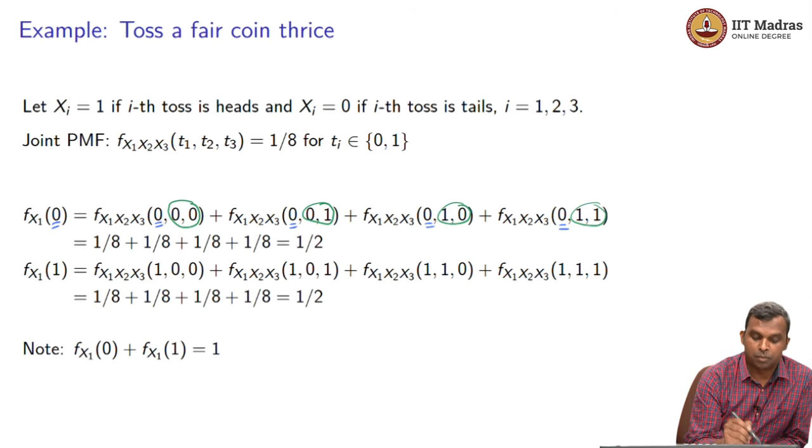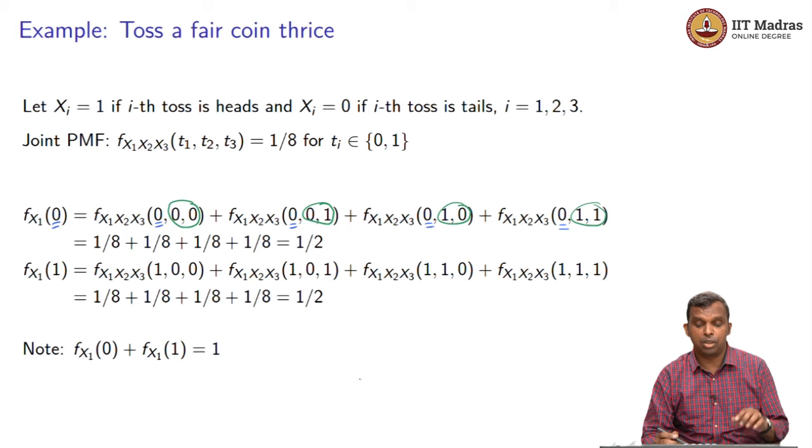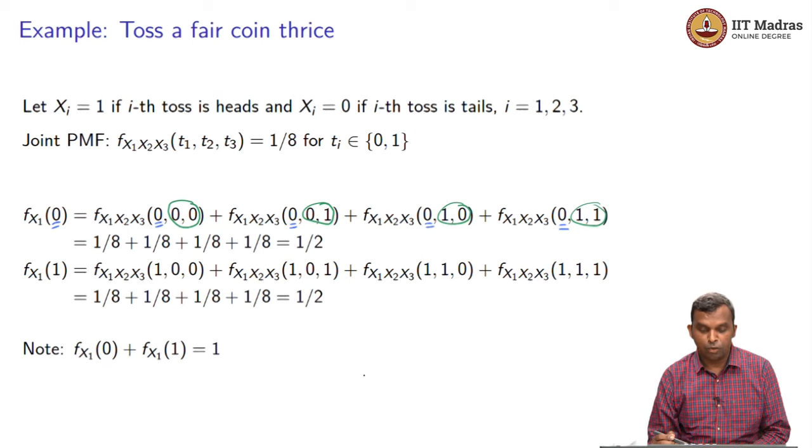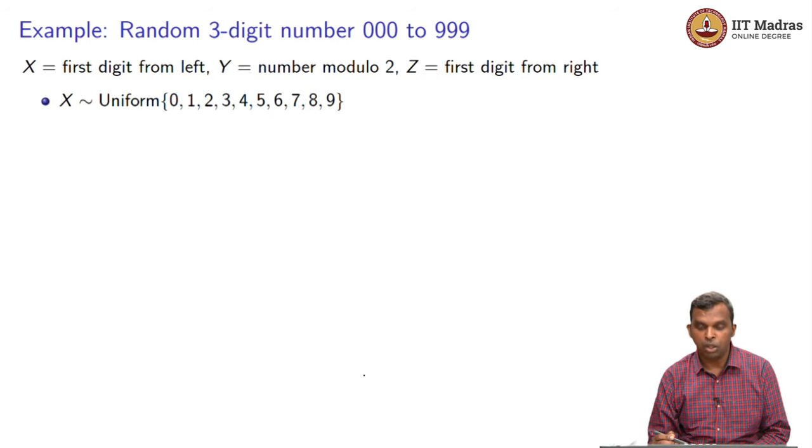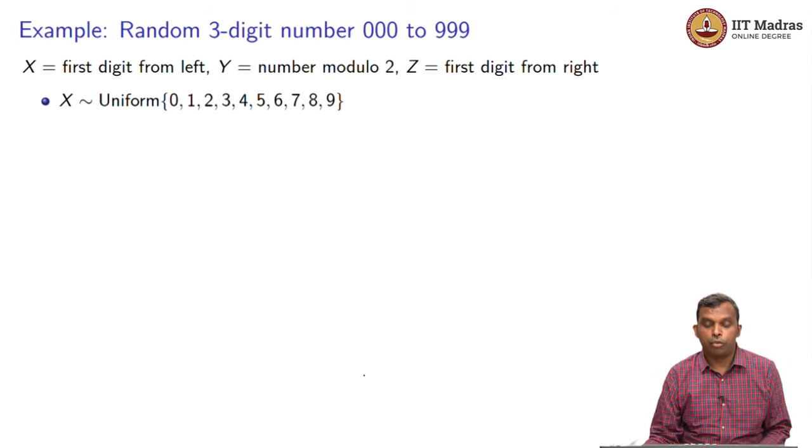Hopefully this is easy enough to execute. This is a very simple problem, and you see how the marginals work out. If you do x2, you'll also get the same answer, and x3 also you'll get the same answer. Of course, we knew the distribution of x1, x2, x3 before. It's not very difficult to do this. Let's go to our slightly more interesting example of this 0, 0, 0 to 9, 9, 9.